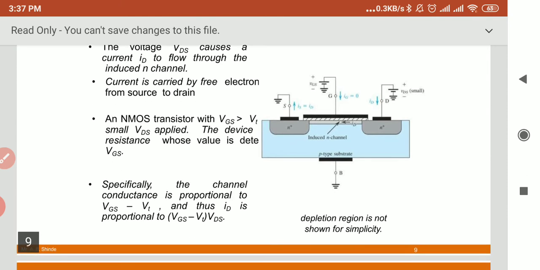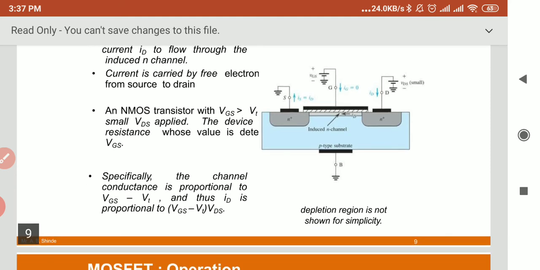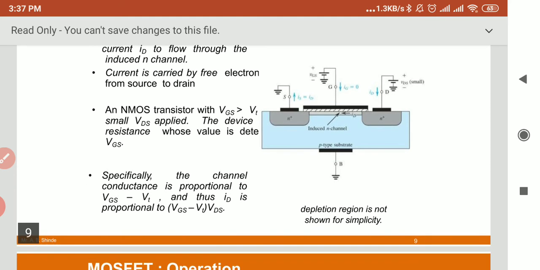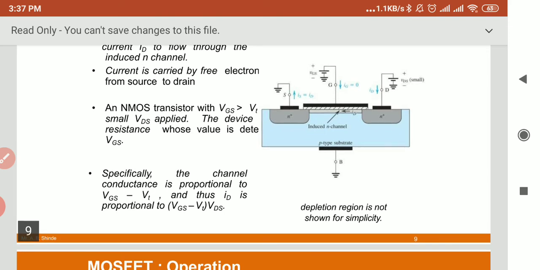An NMOS transistor with VGS greater than threshold voltage. Threshold voltage means the voltage at which current starts to flow. It means the value of gate to source voltage at the time current starts to flow and the channel gets formed.